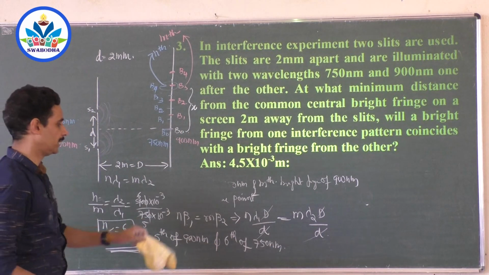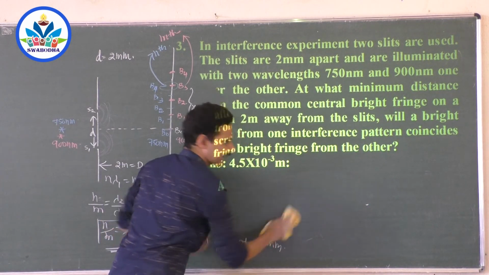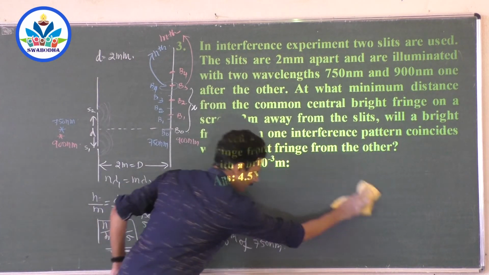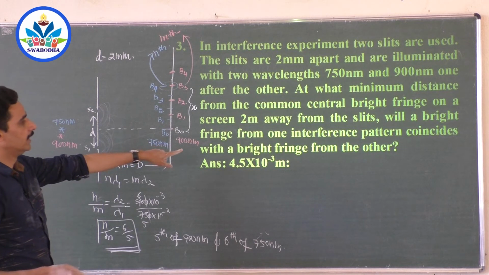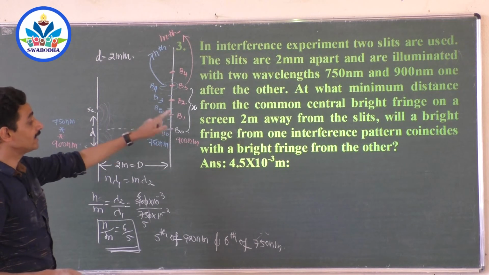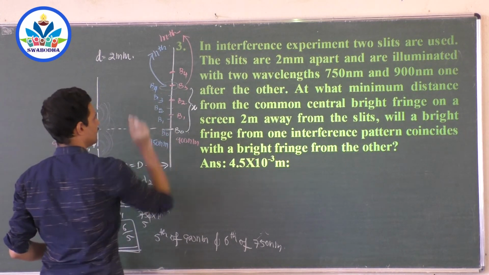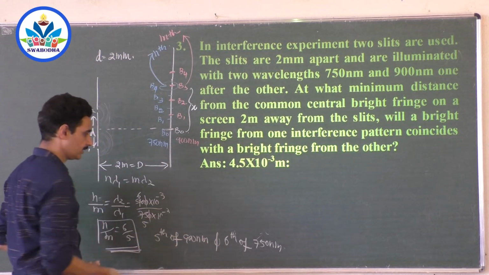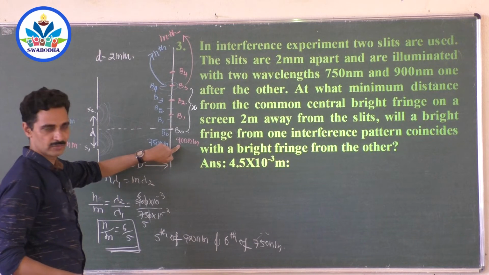Now come to the problem and we will answer it. We will rub everything here. You can come back in the video and see this again. Now the question is, at what distance from the central bright fringe will they coincide? Find out any one beta and multiply it to find either 5 or 6. So shall I use 900 nanometer?